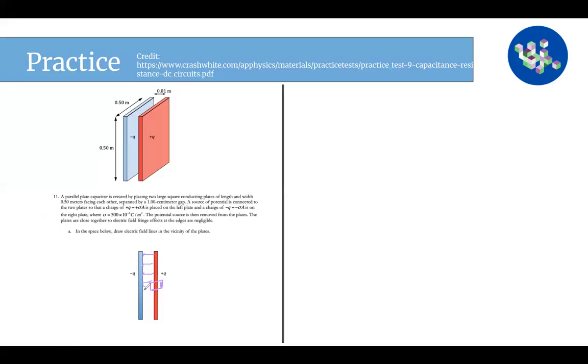So I'll have electric field lines that look like that, pointing from the positive charge to the negative charge. And everywhere in the region between the two plates, the electric field would be constant. And remember, we get that from drawing that Gaussian surface over there. So this should be a pretty standard problem. Let's move on to the next one.